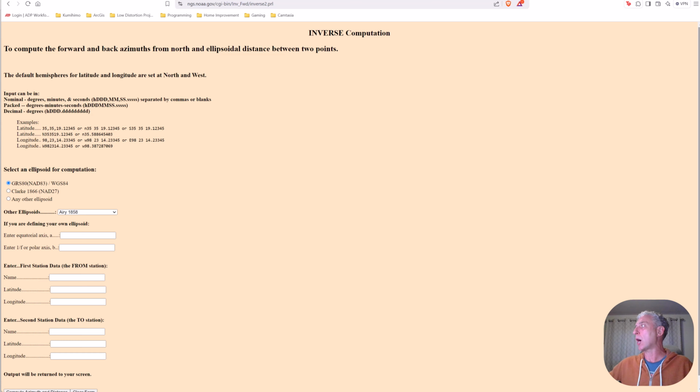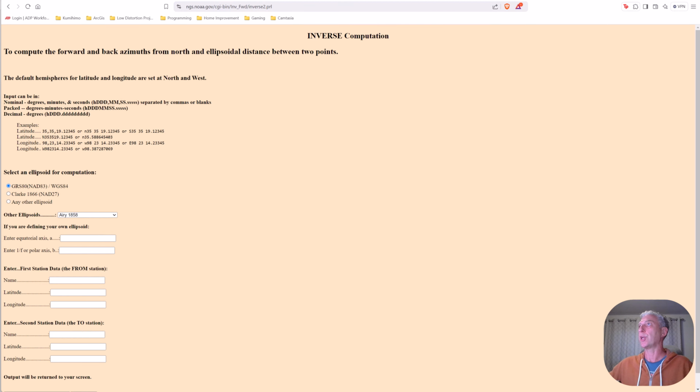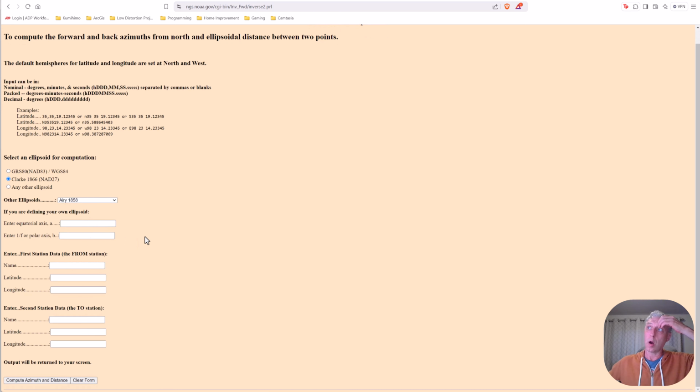So this actually calculates that geodesic line for you. That should be rather pleasant for you to hear. And if you just click on Clark 1866 ellipsoid, then it bypasses this other ellipsoid drop down. It doesn't matter that it says Area 1858, that's default, but we have Clark 1866, and the next boxes are, you can define your own ellipsoid, which is fun to play with, actually.